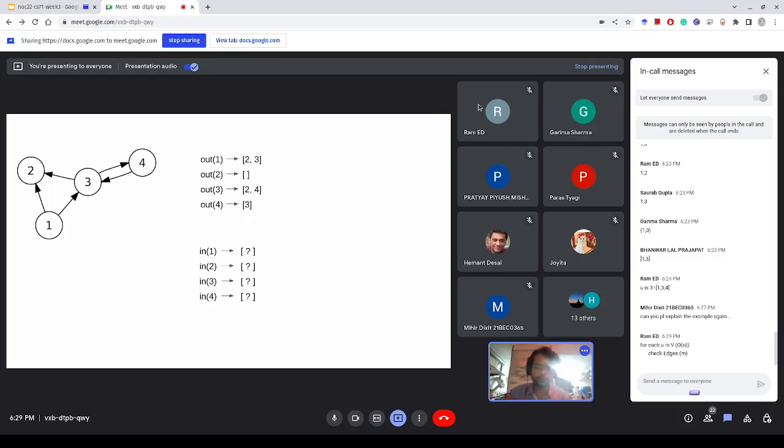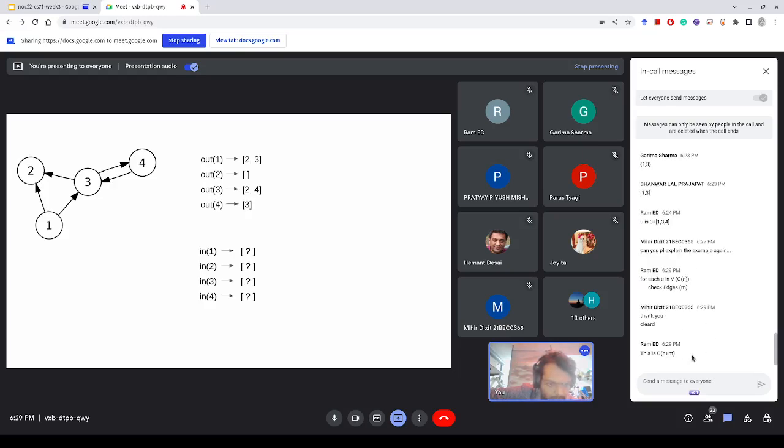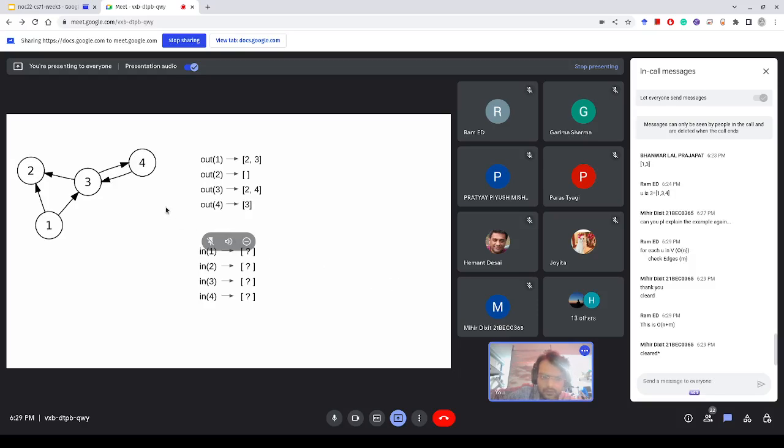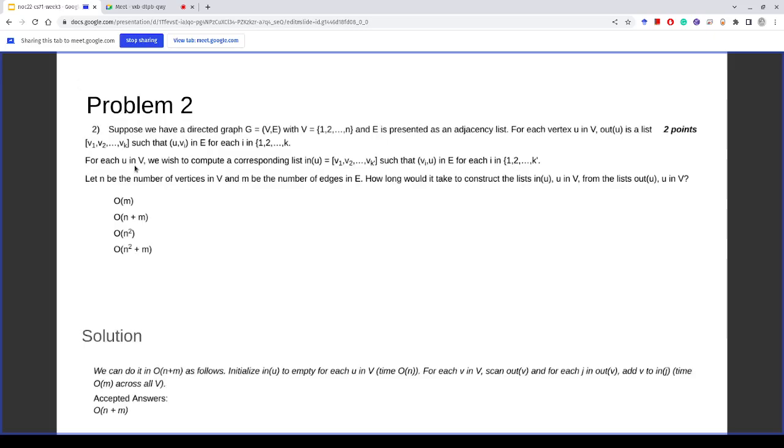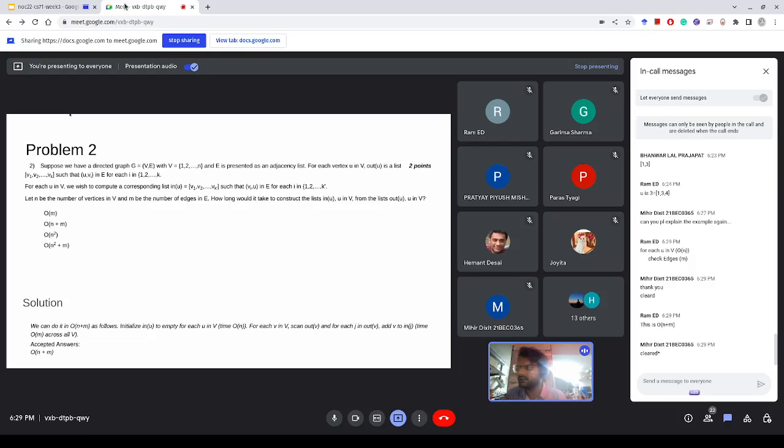Mihir, I hope your question was clear. If you still have a doubt, you can just switch on your mic and tell me what exact confusion you have. Ram is asking, for each U and V, check edges in N. Yeah, basically that is the whole concept, O(n plus m). Okay, fine. If this is still not clear, give it another read and let me know. We can go over it once again.